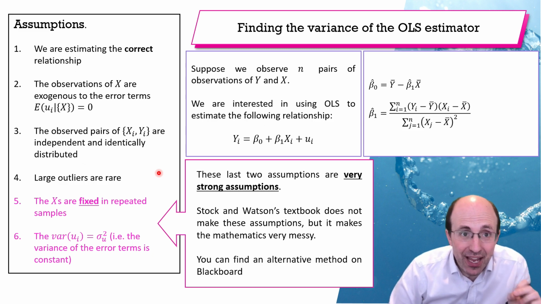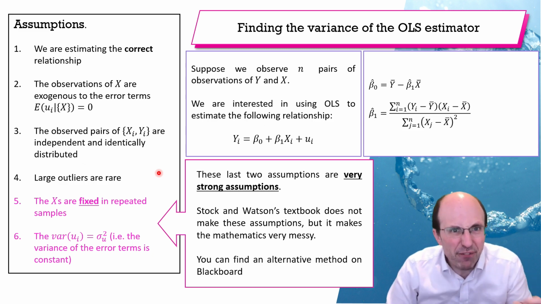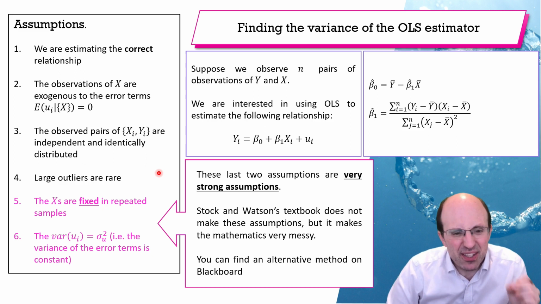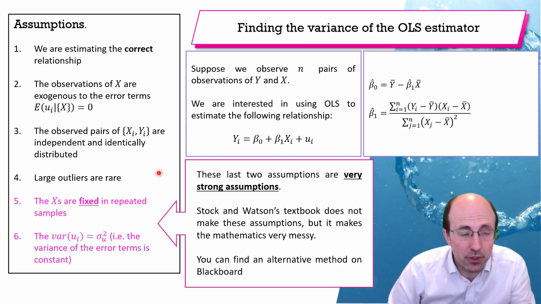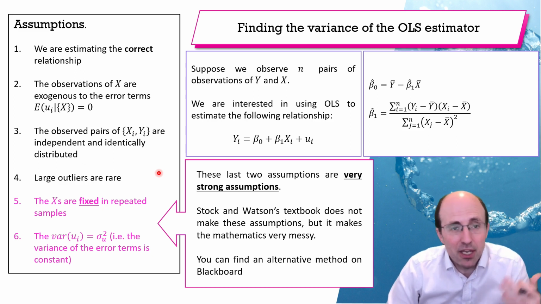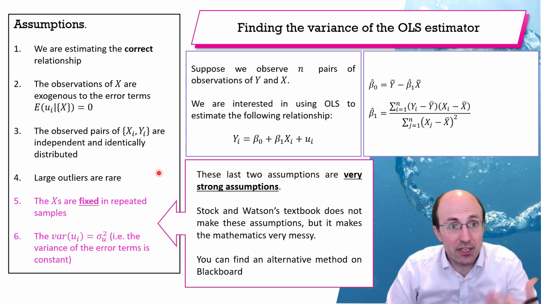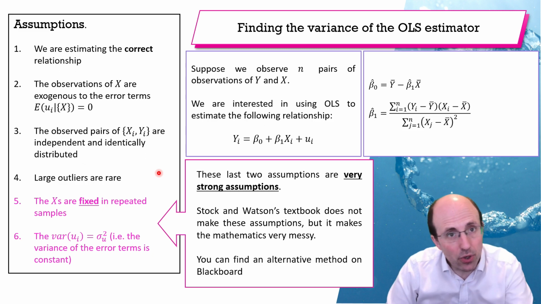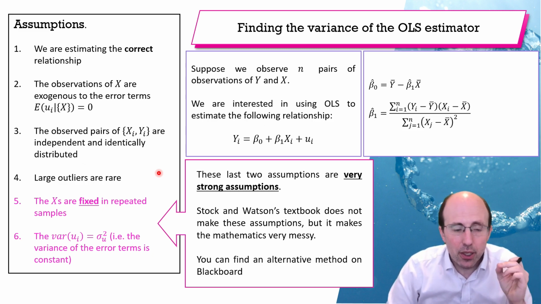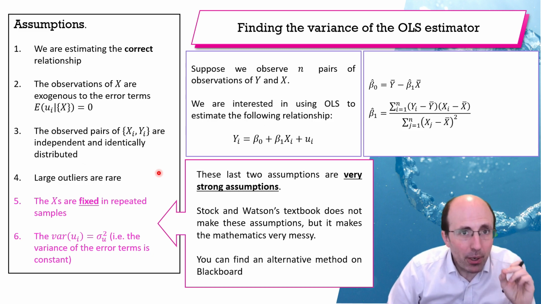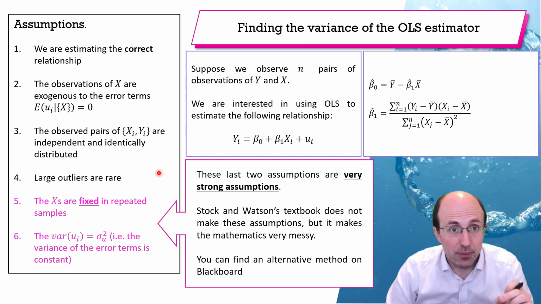There are 2 further assumptions that we're going to make about the observations of x and the error terms. The first is that the x's that we observe we're going to treat as if they're fixed in repeated samples. Now this is a strong assumption. It's much stronger than we'd ever expect to hold in reality, because if you think about what happens when you take a second sample from a population, you're not going to observe the same observations of x again. But by making this assumption, it makes the maths much easier.